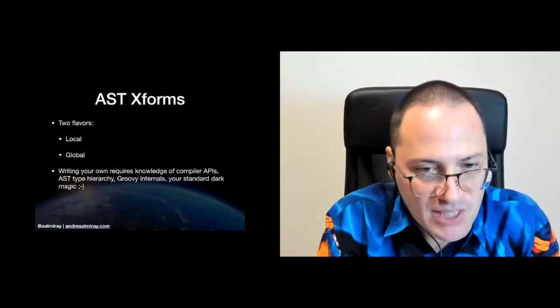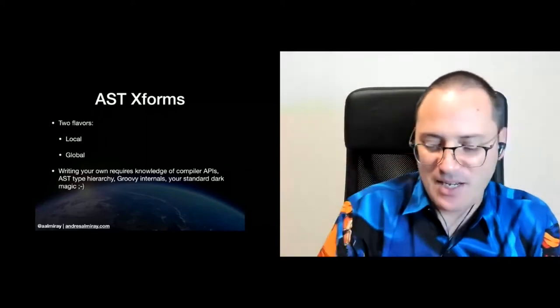So what's the secret sauce in order to make this work? It's something that Paul and Arisha have touched before, which are AST transformations. There are two flavors of AST transformations. There are the local transformations and the global transformations. Now, in order to write your own transformations, you need to know about the compiler APIs and the AST type hierarchy and lots of Groovy internals and plenty of dark magic. Kind of. We'll get to that in just a moment.